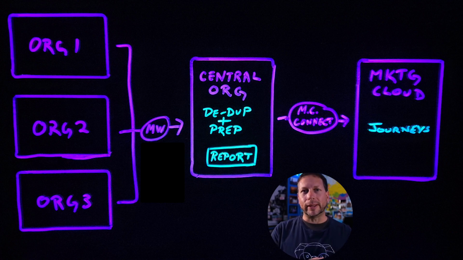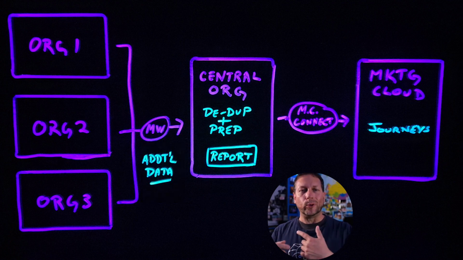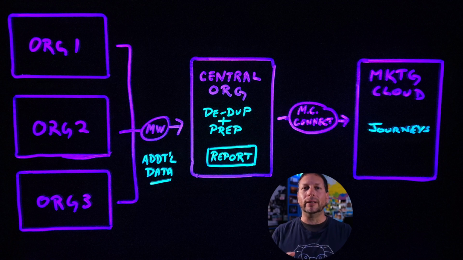And what that means is that you may have to replicate more than just contact data from all of these child orgs into the central org in order to be able to build the report that you want to send data from. And that could lead to issues with large data volumes or data skew. So you're going to have to keep a close eye on your data in the central org and make sure that you're managing it appropriately.